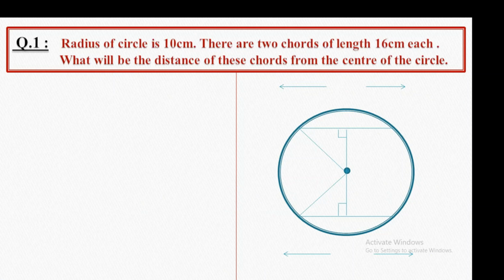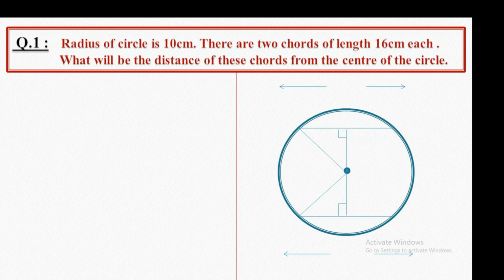The first question says the radius of a circle is 10 centimeter. There are two chords of length 16 centimeter each. What will be the distance of these chords from the center of the circle? So what is given to us? Radius is given to us. Two chords are given to us. Their length is 16 centimeter. And we have to find out the distance of these chords from the center of the circle.